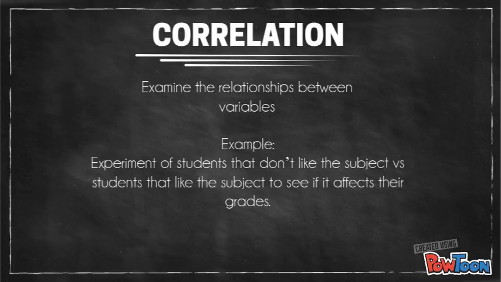Correlation: examine the relationship between variables. An example could be an experiment of students that don't like the subject versus students that like the subject, to see if it affects their grades.